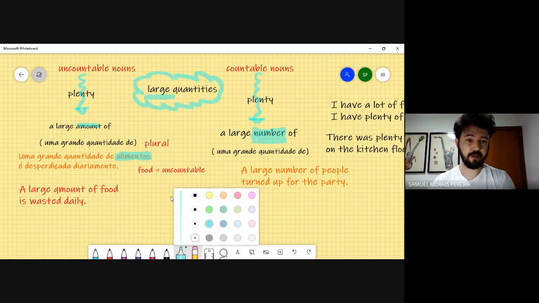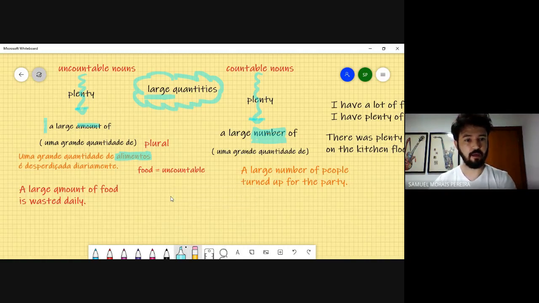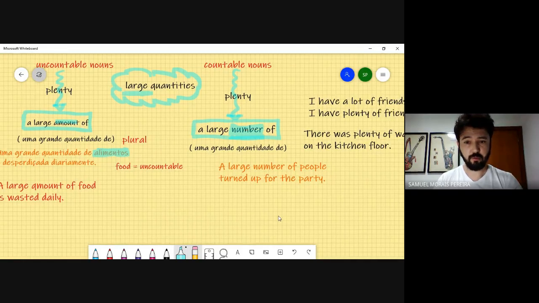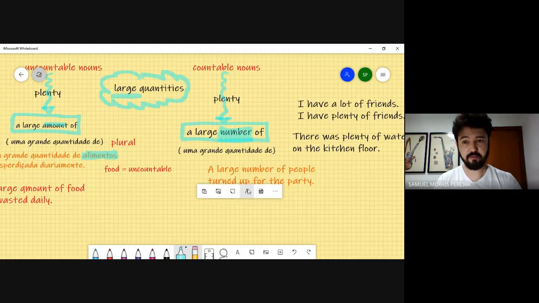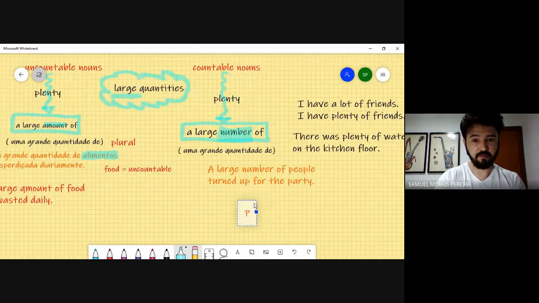And these expressions that I am teaching you now, a large amount of and a large number of, they are kind of used in formal contexts, okay? But you could also use those other words. For example, professor, eu posso usar o plenty aqui? Pode, você poderia ter falado assim, ó, plenty of people.